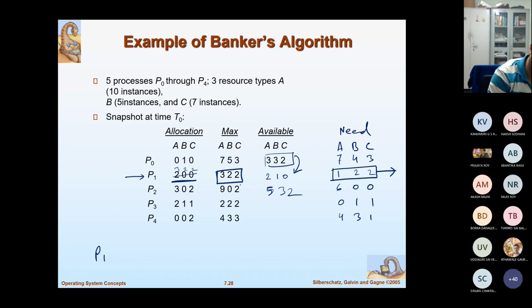So P1 is completed. There is no more requirement of this need. Now I have P0, P2, P3, P4. Whose requirement is fulfilled with this? P3 or P4. So you allow P3 to be executed. So after P1, P3.